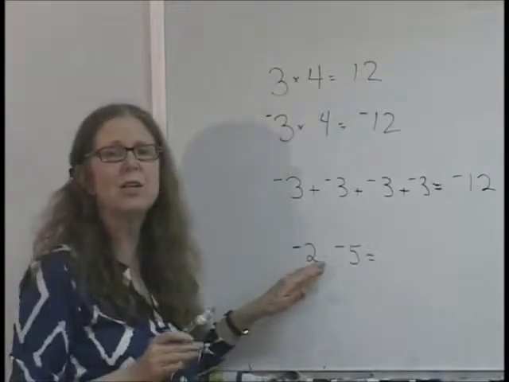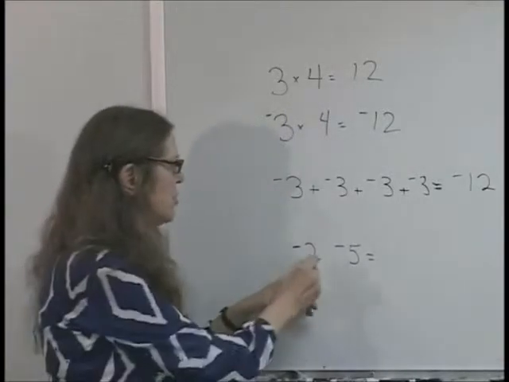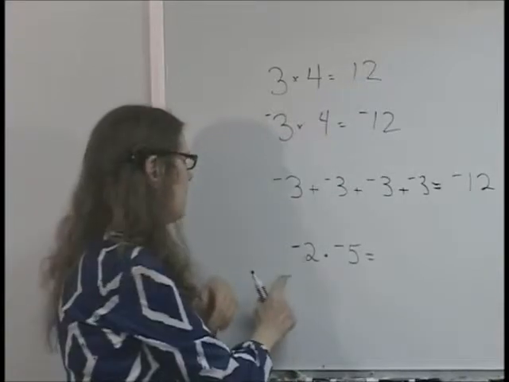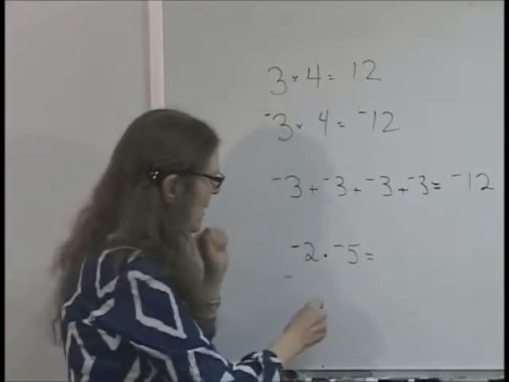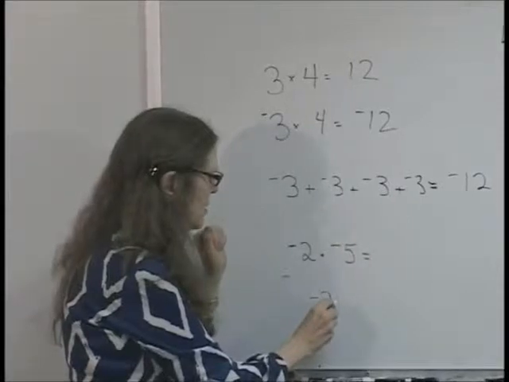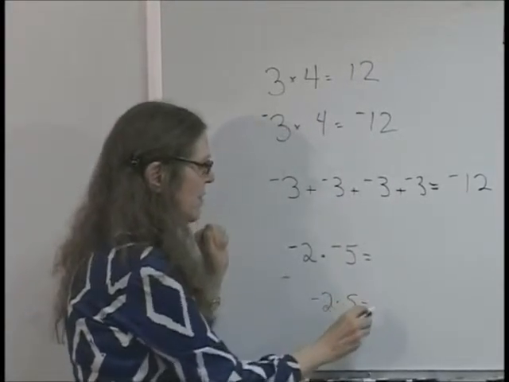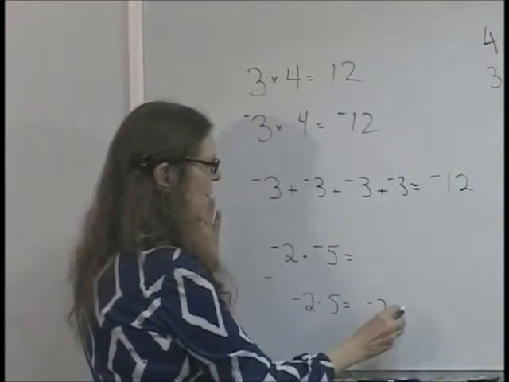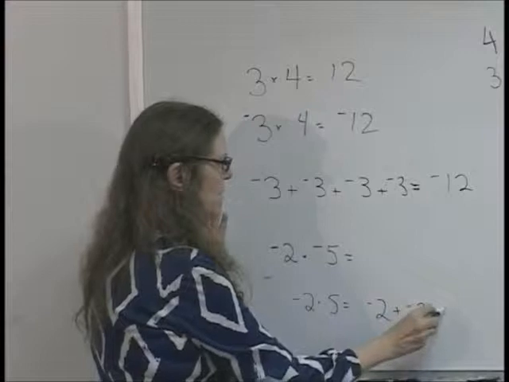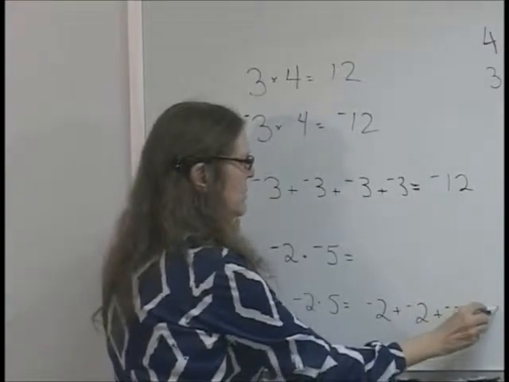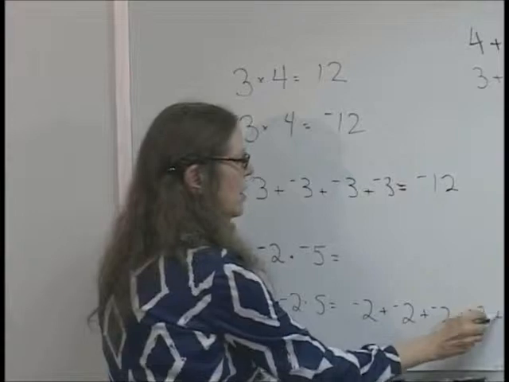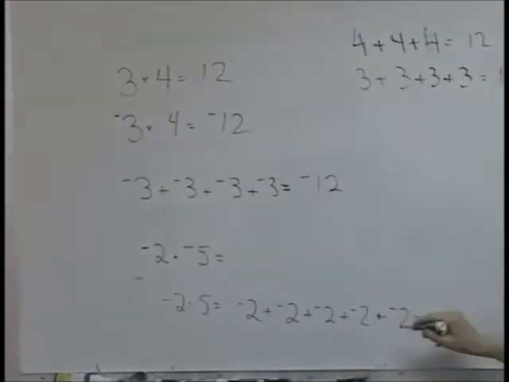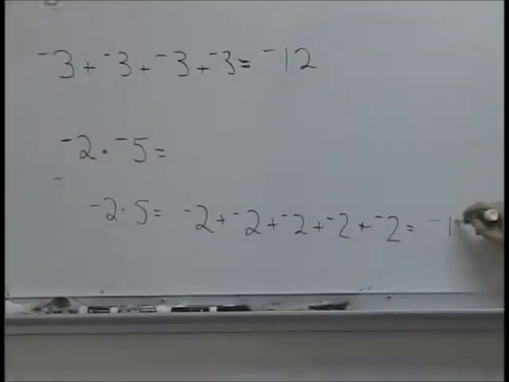So let's take a look at a little trickier problem, which is multiplying two negative numbers, minus 2 times minus 5. Well, if you had a minus 2 times positive 5, that would be minus 2, and we'd be adding it to itself 5 times. Minus 2 plus minus 2 plus minus 2 plus minus 2 plus minus 2, added to itself 5 times. So that adds up to a minus 10.